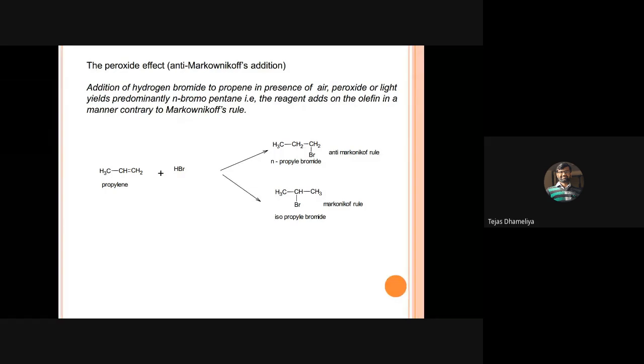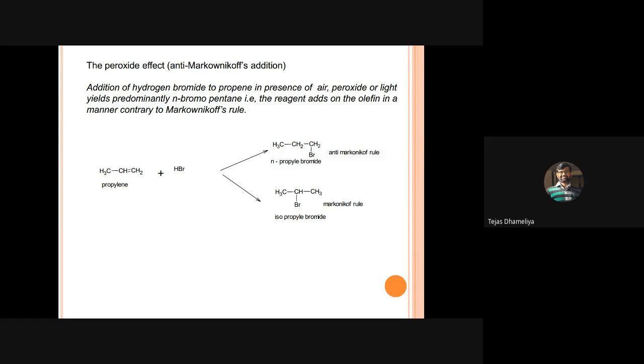And totally opposite. याद रखो anti-Markovnikov में you shall have to add the hydrogen to the less substituted carbon. Otherwise, add the hydrogen to the carbon containing less number of hydrogen. If you follow this, then you shall be able to convert this carbon-carbon double bond into this.